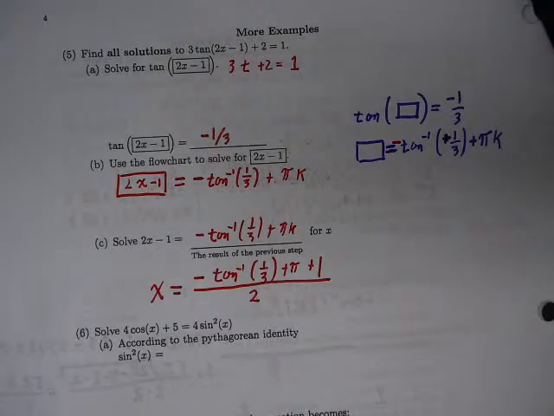How do people feel about that? Does it seem okay? And you get a complicated looking answer. How do you think you could check if this answer is correct? Use a machine. You could plug that into a machine. You could evaluate that formula where x is that formula.